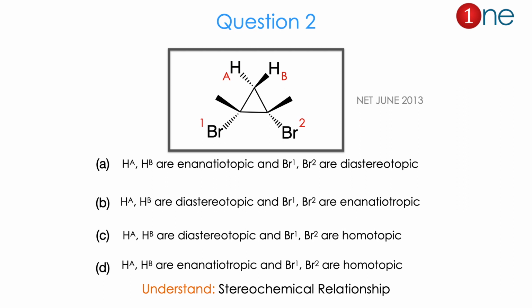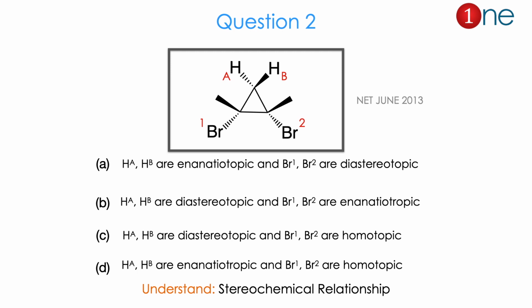Then question number 2. The starting material is cyclopropane attached with bromine and alkyl groups. They ask you to find the relationship between the two bromines and the two hydrogens. Bromines are labeled as 1 and 2. Hydrogens are labeled as A and B. Here the A and B relationship is enantiotopic or diastereotopic. The same with the bromines: they are homotopic, enantiotopic or diastereotopic.